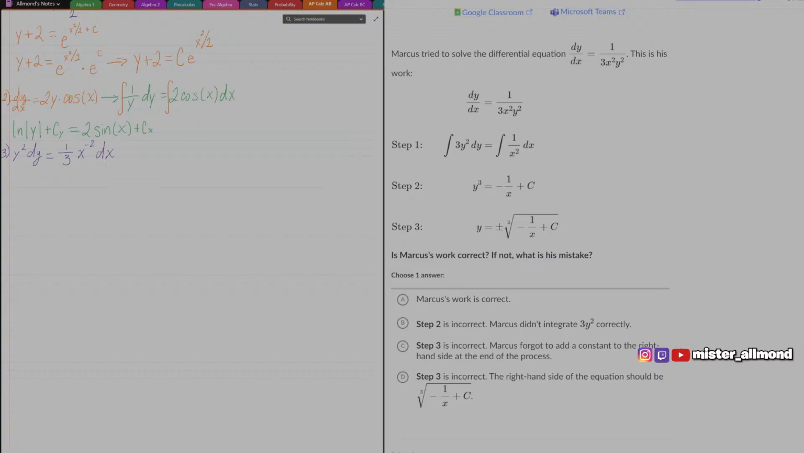They just simplified it. So then to get from step 2 to step 3, it looks like they took the cube root of both sides and they included the plus and minus. Okay, we know it's not B because she did integrate correctly. Step 3. They definitely added a plus C. Yeah, they added the plus C. Step 3, the right-hand side of the equation should be positive cube root.